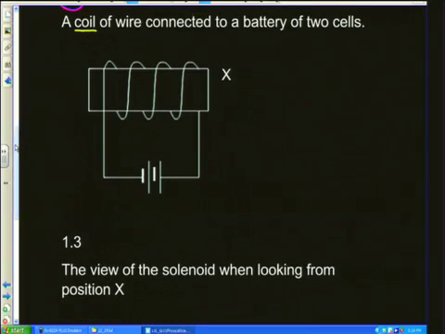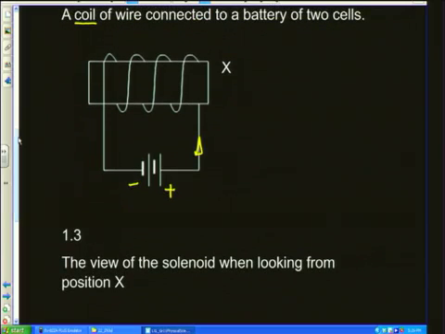A coil of wire connected to a battery of 2 cells. Again there is a battery. That is your positive end, and that's your negative end of the battery. Now, when you look at this, you would see that current will be moving in that direction. It moves in that direction, so down here it will come like that, and then from the back it will be going up, but here it will be coming down like that. That's the direction that the current is going to take.